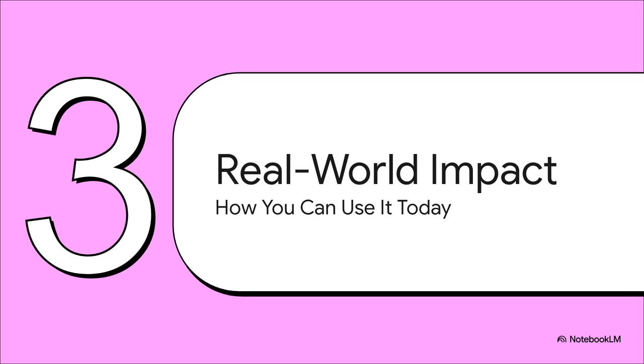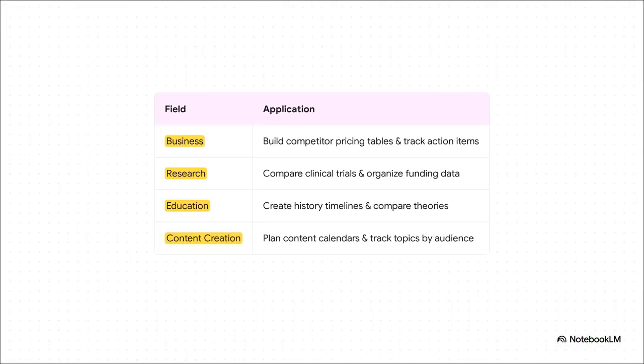Okay, so that's the how. But what about the why? How does this actually help you in the real world? Let's talk about the concrete ways you can use this to get your work done faster and, honestly, a whole lot smarter. And believe me, the applications for this are all over the map. You've got business teams building competitor analysis tables or pulling action items right out of meeting notes. Researchers can mash up data from dozens of academic papers into a single view. Heck, even students and content creators can use it to organize their projects. It's a genuine Swiss Army knife for information.